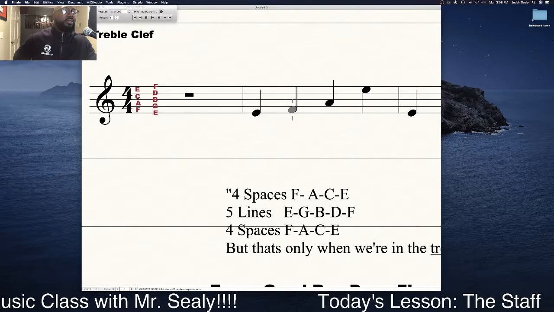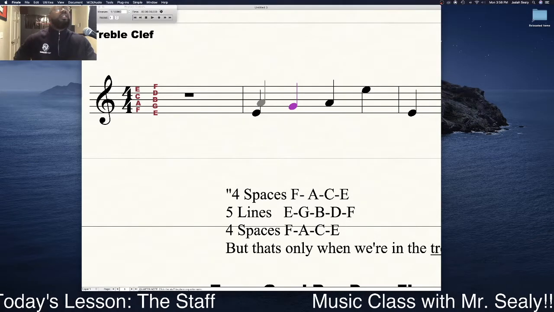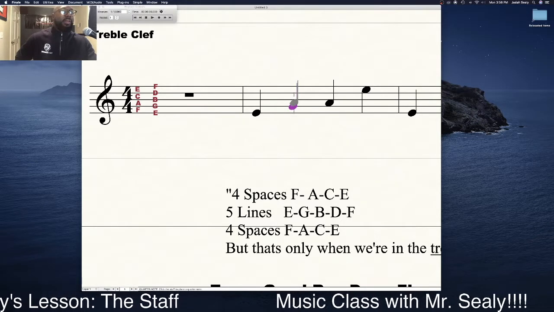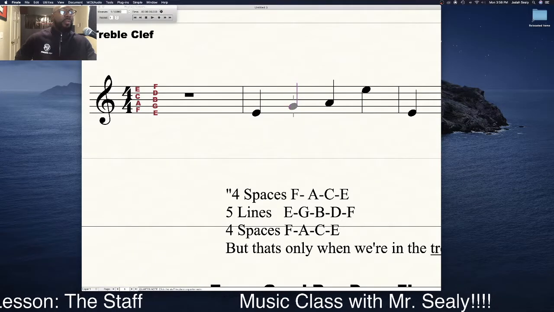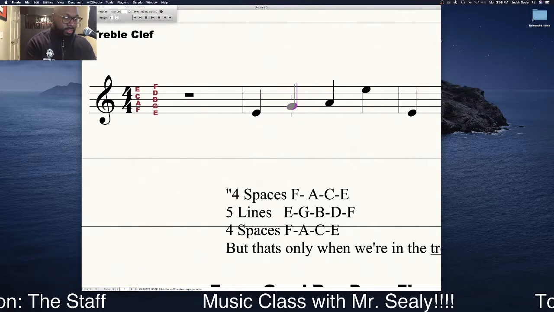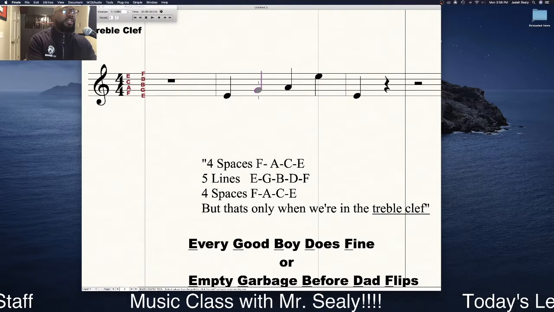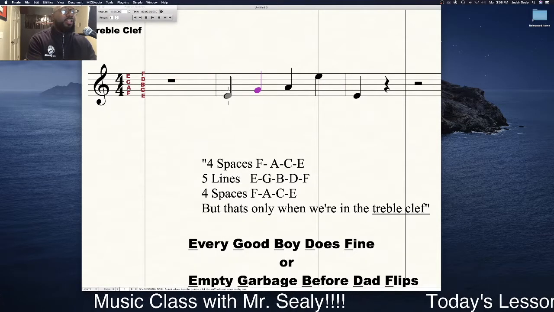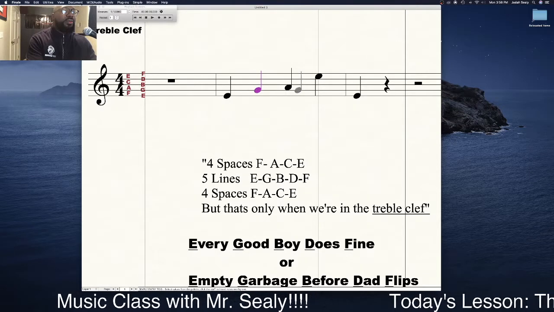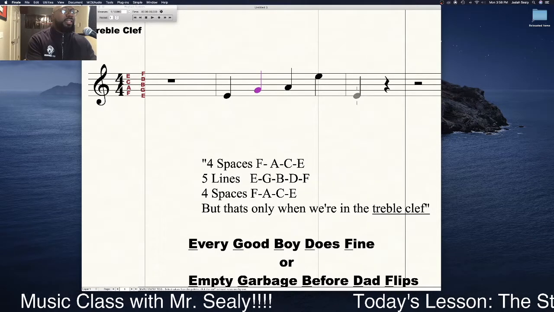Let me take this one. There we go. So this note is on the second line. If the line passes through the note, that means it's on the line. Let me zoom out a little bit so you can see. Right here you see a line passing through, and another one passing through. Not on this one and not on this one, and there's another one passing through here.